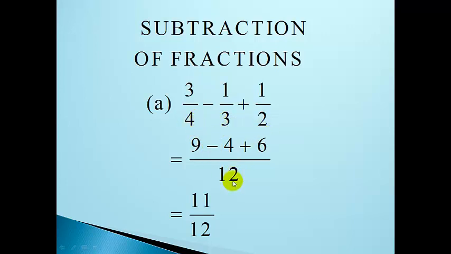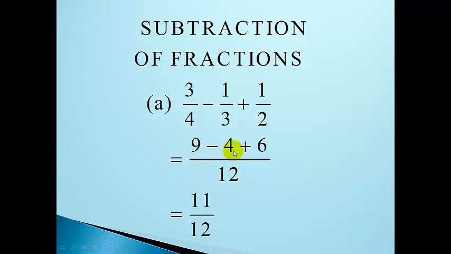Now 4 goes into 12 3 times. Then we multiply the 3 by the numerator 3, and the result is 9. Now we have our minus here. 3 goes into 12 4 times. So we multiply the 4 by the numerator 1, and that will give us 4. Plus, because of our sign, 2 goes into 12 6 times. So we multiply the 6 by the numerator 1, and that will give us 6.